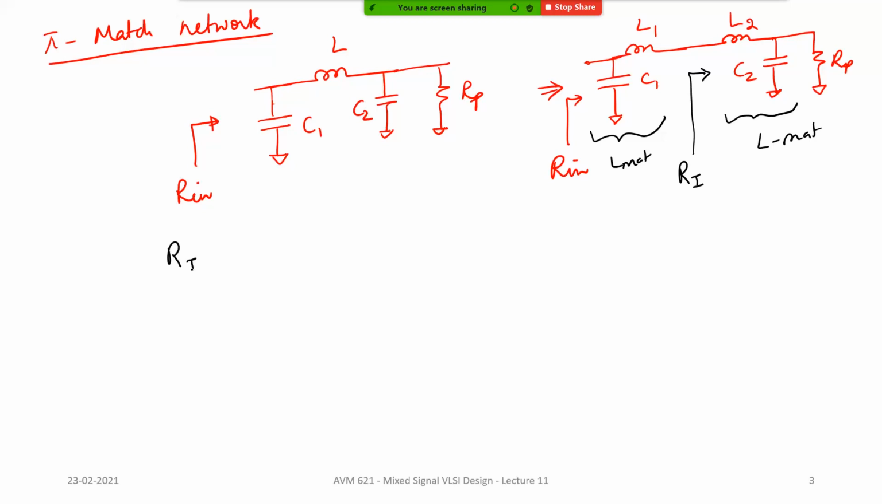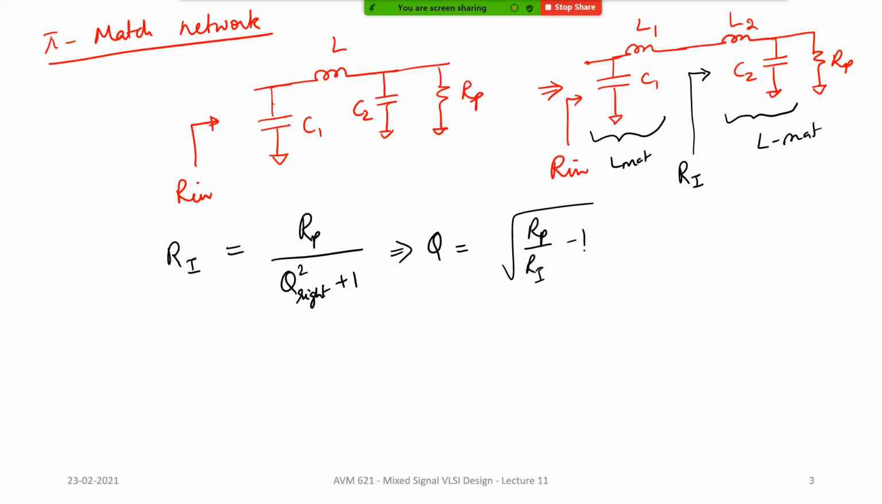By how much will it be lesser than Rp? By a factor of 1 plus Q squared. Let me just call it Q right squared plus 1, just to differentiate between the right-hand side L network and the left-hand side L network. So Q right squared plus 1 is the ratio. In other words, Q can be written as the root of Rp by Ri minus 1. Let's say this is Q right.